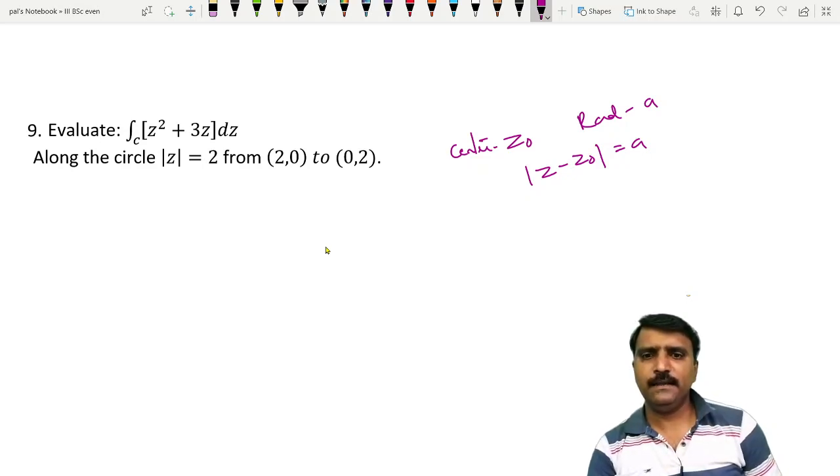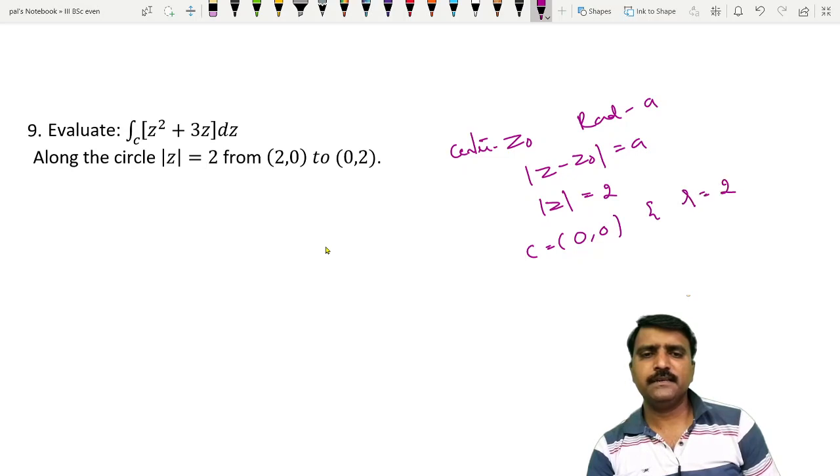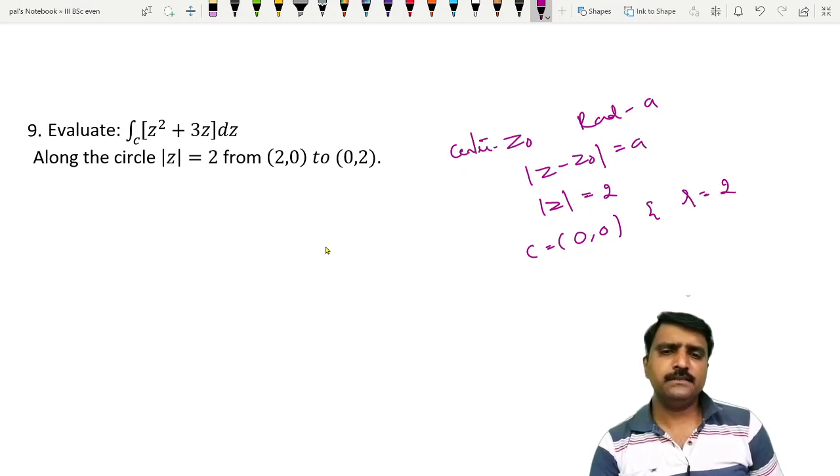Here the equation of the circle is mod z is equal to 2, which means in place of z naught we have 0. So the center is 0 and the radius of the circle is 2. Taking center 0 and radius 2, the circle may be like this.